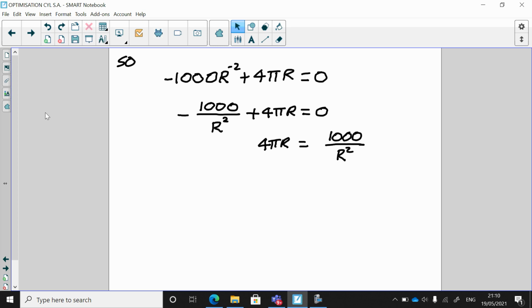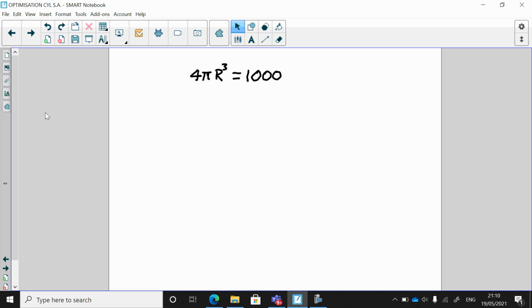But the good thing is R squared on the right hand side is downstairs in the fraction. Let's bring it up. R squared will come up to multiply the R term. R squared times R is R cubed, so I'll have 4 pi R cubed equals 1000. Let's isolate R cubed, get rid of 4 pi, or get rid of 4. So, get rid of 4, 1000 over 4, 250. Now I can get rid of pi, take it over and divide, set it under there.